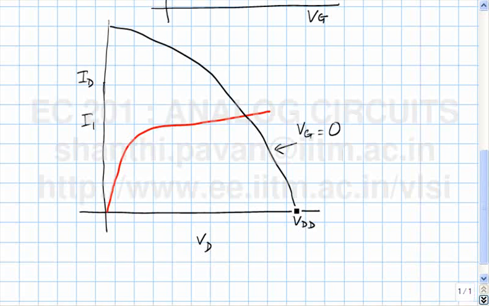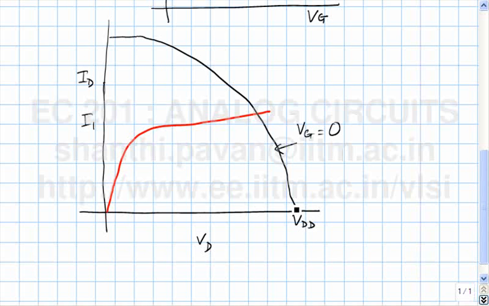Is this correct? First of all, it will have a larger triode region. Why will it have a larger triode region? VSG is very, very large. Will it have a saturation region at all? Yes, okay. So is this curve correct? The saturation region will definitely exist, so you must have some portion of the curve which is completely saturated, and then a large triode region corresponding to a large VSG.